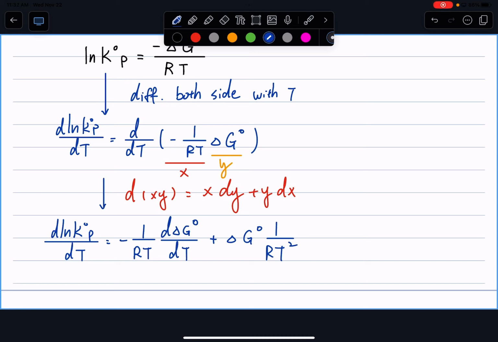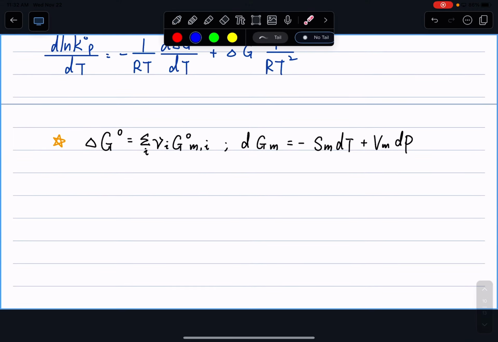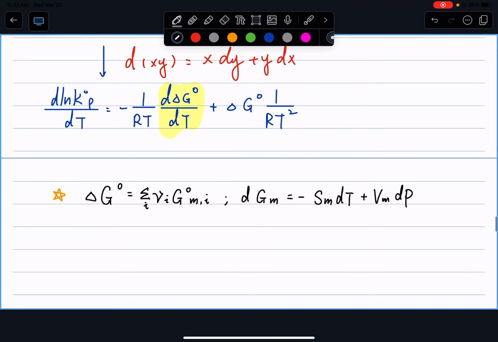Let's just write out what we can. And there are some other things we know. First of all, we know that delta G naught, or the Gibbs free energy of the reaction, equals the sum of every stoichiometric coefficient times your molar Gibbs free energy, and dGm, that's the molar Gibbs free energy, equals negative S dT plus V dP. So if we're focusing on this term here, the dG naught over dT term, what do we have?